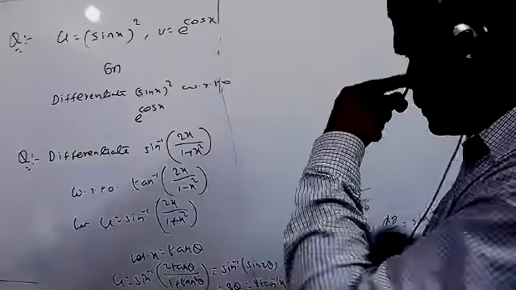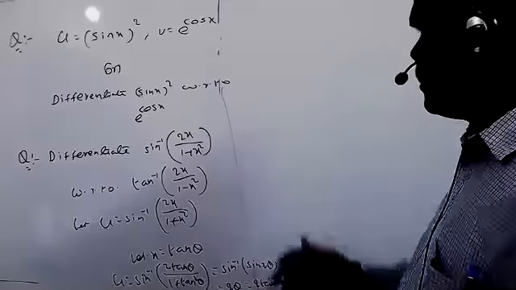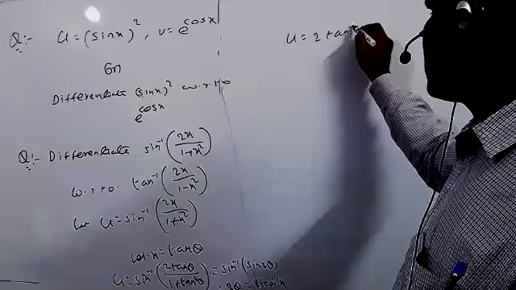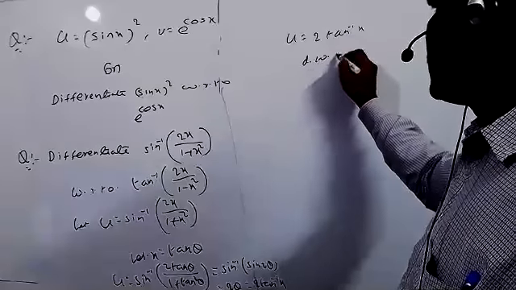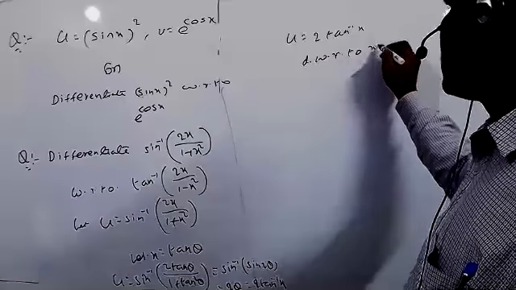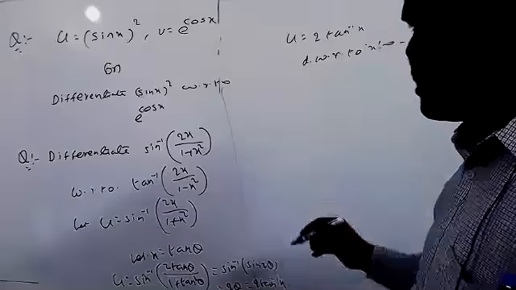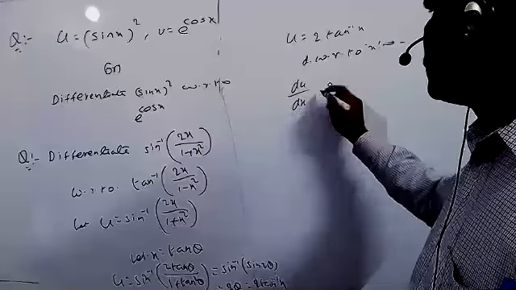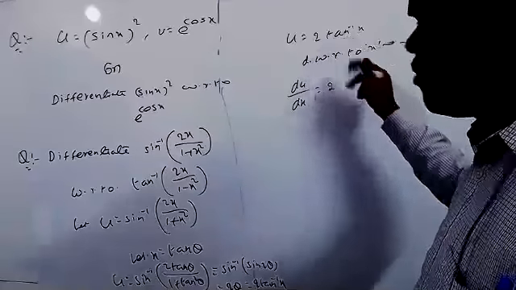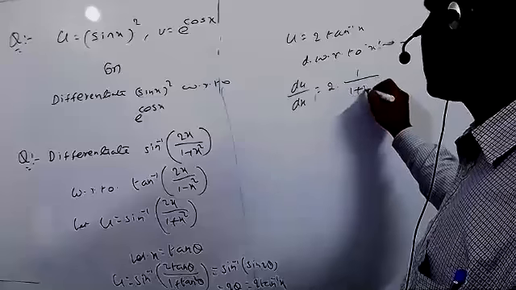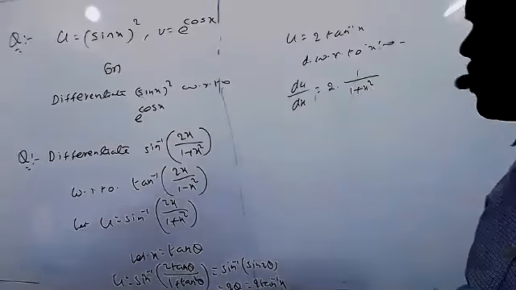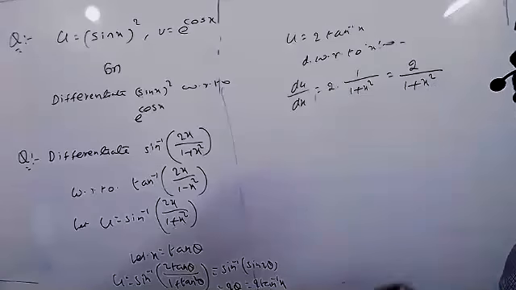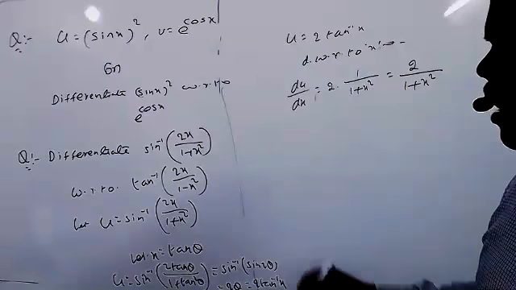Now we can differentiate. So u equal to 2 into tan inverse of x. Differentiate with respect to x on both sides. Therefore du by dx equal to 2 into differentiation of tan inverse x, and we know the formula is 1 by 1 plus x square. This is equal to 2 by 1 plus x square. The value of du by dx. And coming to the second one.